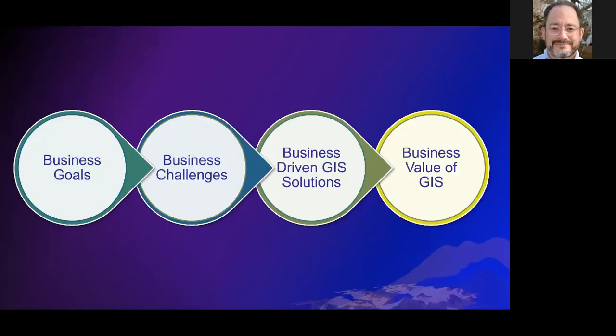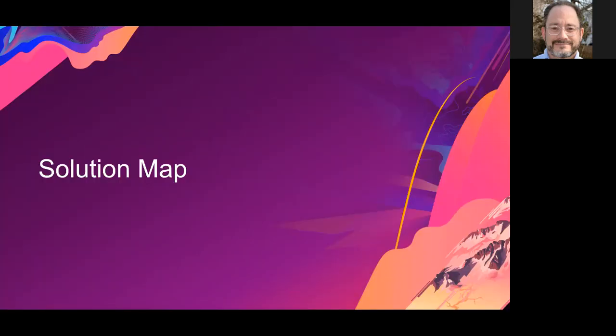So again, just to review, we're talking about 4 steps. What are the goals of the business? What are the challenges? Let's provide some business-driven GIS solutions, and then we get business value of GIS, and that's how we get our alignment of our GIS to the business to provide the maximum value.